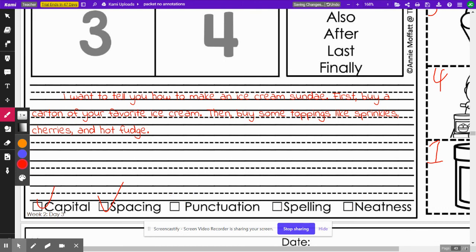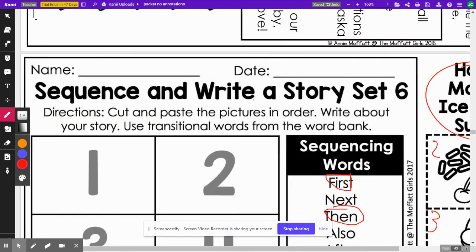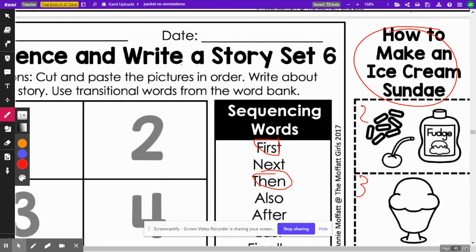All right, friends, I'm moving on to the final one for day three. Again, this was week two, day three, page four. Sequence and write a story set, how to make an ice cream sundae.